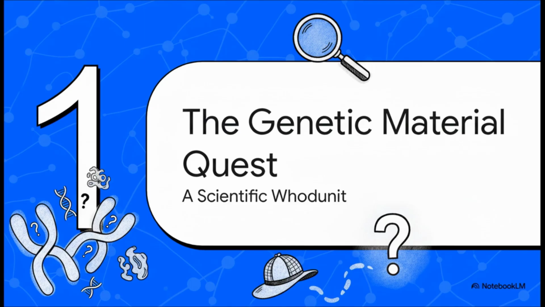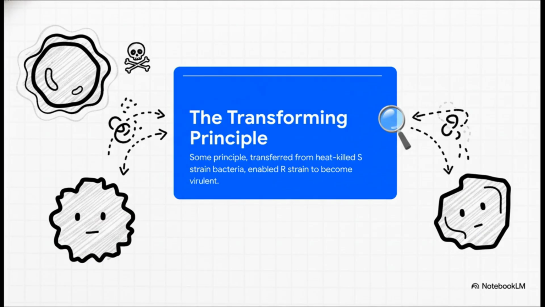The search was on. So, the first big break in the case came way back in 1928 from a scientist named Frederick Griffith. He was working with two different strains of bacteria. One was a deadly S strain that caused pneumonia, and the other was a totally harmless R strain. And the experiment he did revealed something, well, pretty mind-blowing.